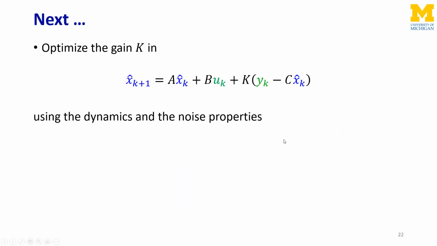Now we are going to use the dynamics of the system and certain assumptions that we make about the noise to optimize this guy in the estimator. So in the estimator, we usually know this, we know this, we know this, we know this. We can compute this because we computed this. The only thing missing is the gain K, and we are going to optimize it somehow. I'm going to show you how we optimize it.